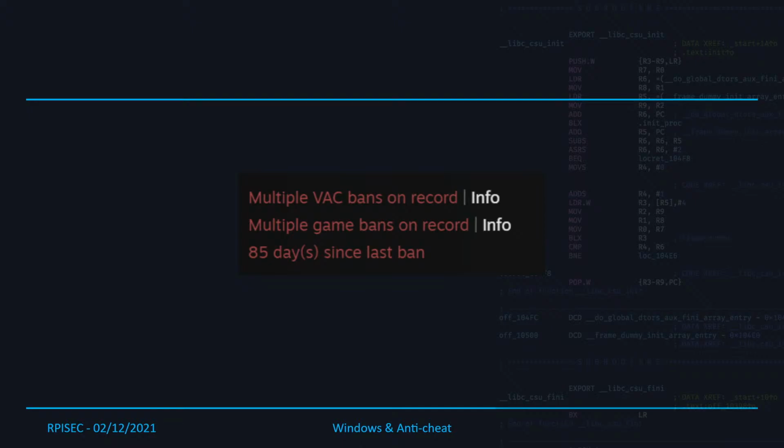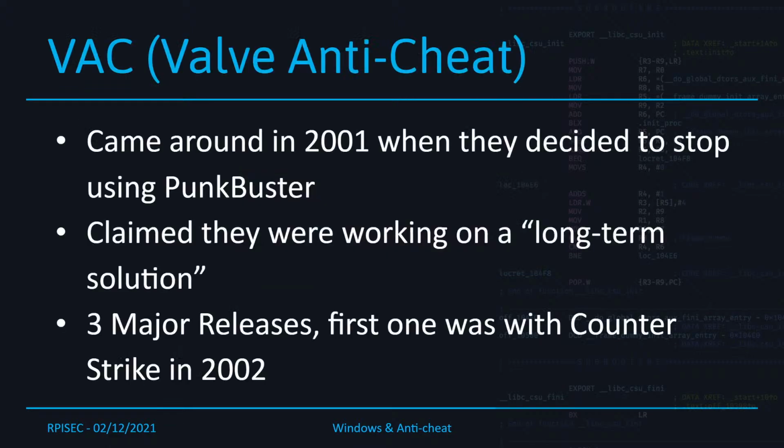So that's PunkBuster, but I think probably the most famous anti-cheat system around is, of course, VAC, or Valve Anti-Cheat. This came around in about 2001 when they decided to stop using PunkBuster. Amusingly, I think that was shortly after they started using PunkBuster. And they claimed that they were going for a more long-term anti-cheat solution.